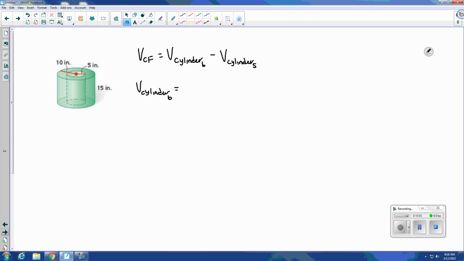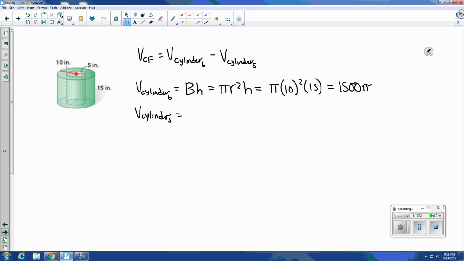We know the volume formula of a cylinder. Again, it's a special type of prism in a way. You can think of it like that. So we have base area times height. The base is a circle, so pi r squared times h. Do we have the radius and the height for our big cylinder? The answer is yes. We're going to do 10 squared times 15, and we're going to get 100 times 15, which is 1500 pi. Now we're going to do the volume of cylinder small one. Same formula.